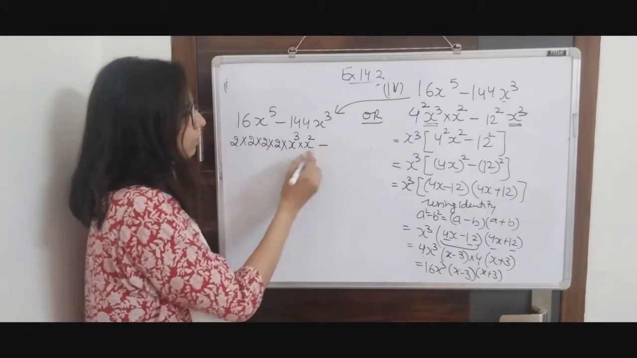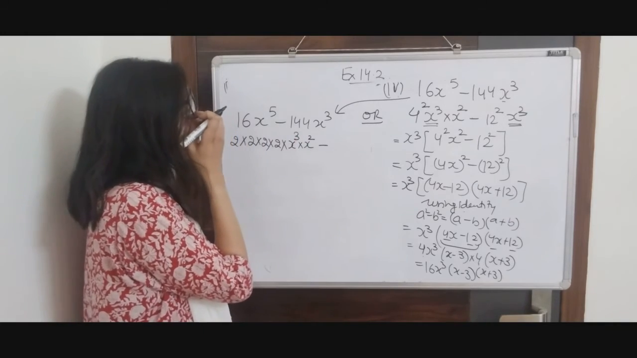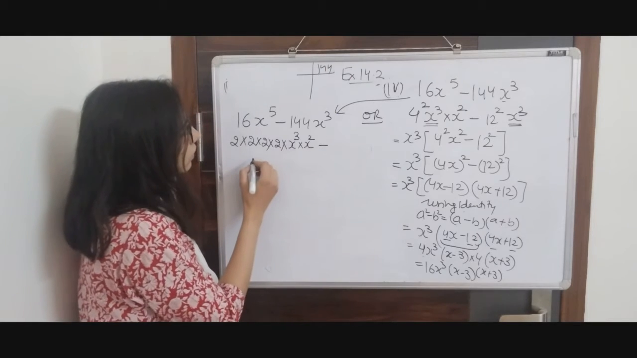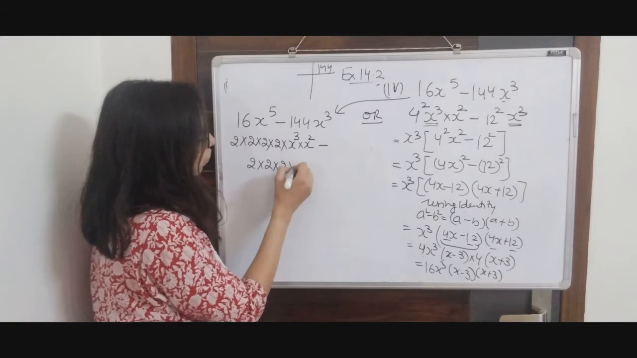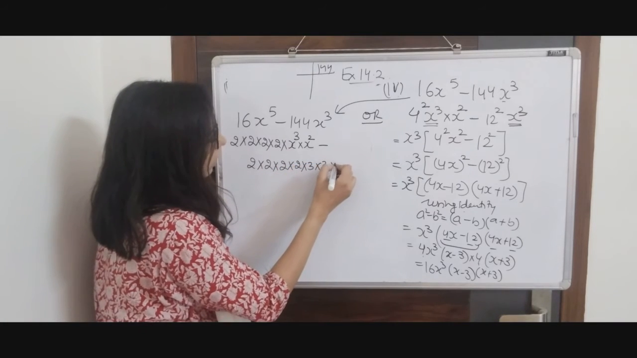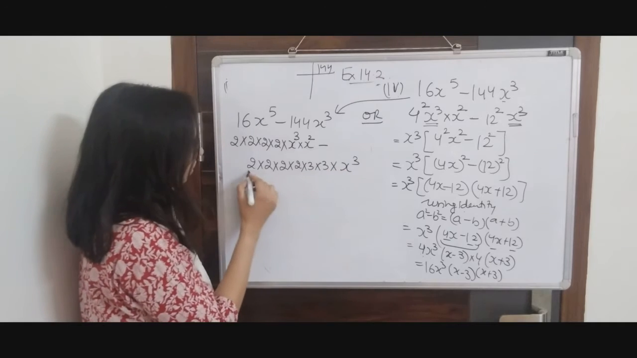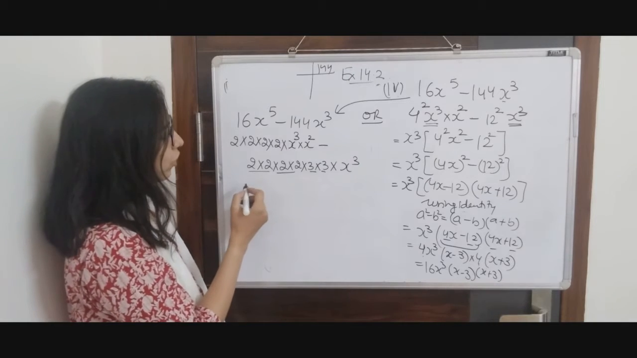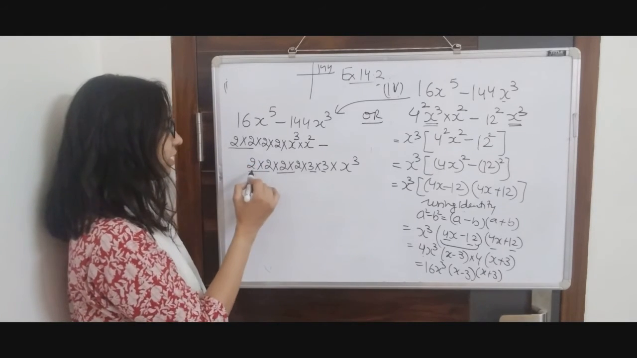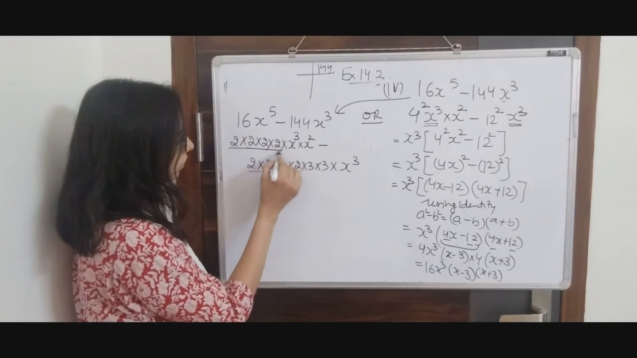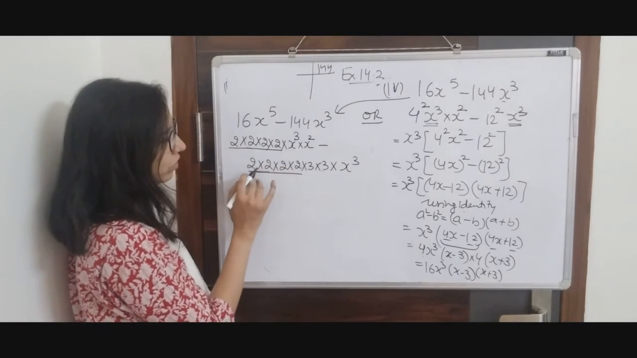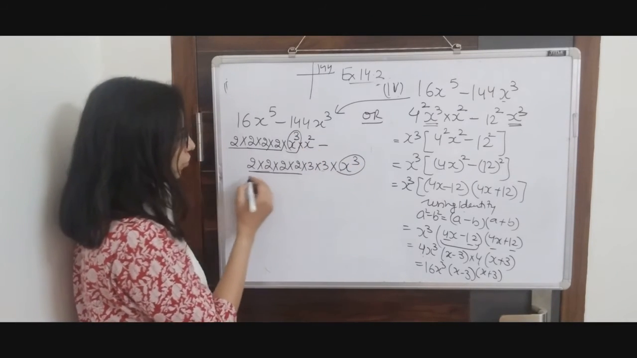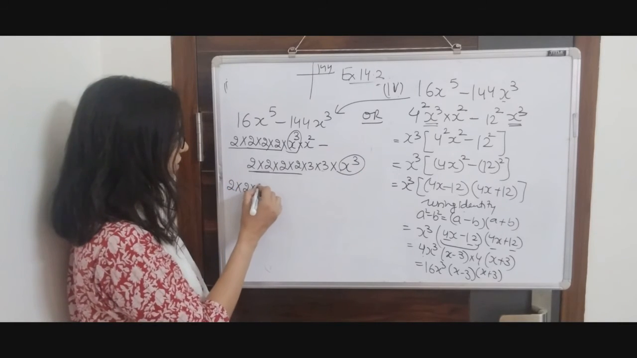Minus we have 144. If we do prime factorization, it is going to be 2 into 2 into 2 into 2 into 3 into 3 into x cube. Now what do we take common? This is present in both of these expressions, and x cube is also present in both the expressions. So we will take all the common factors outside.